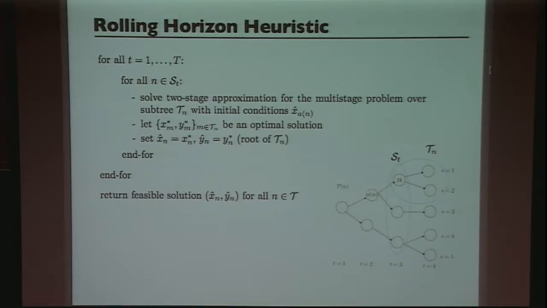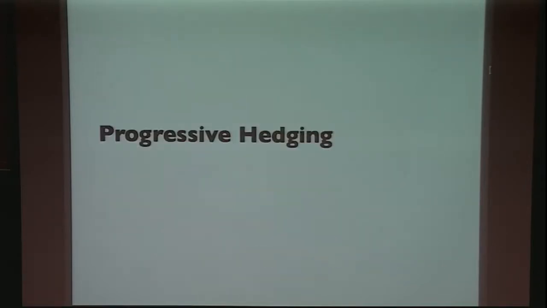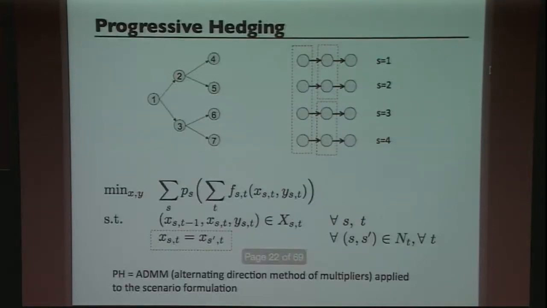All right. Let's move on. Let's talk about progressive hedging. So now we are going to work with the scenario formulation. Remember again, the scenario formulation is that we have copies of my variables for every scenario separately. These are the scenario constraints.